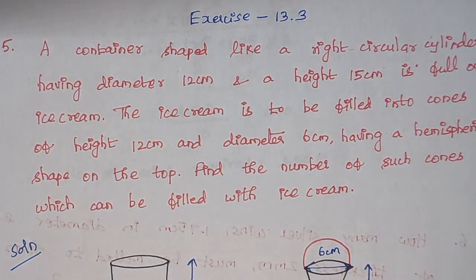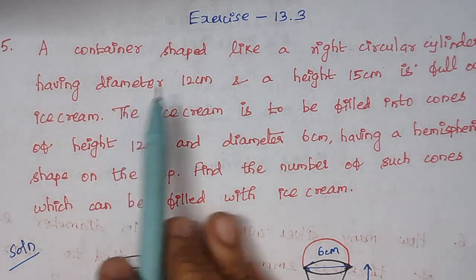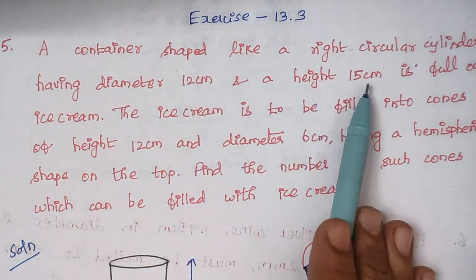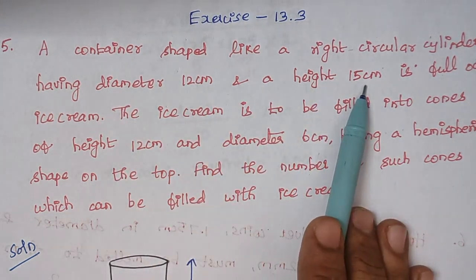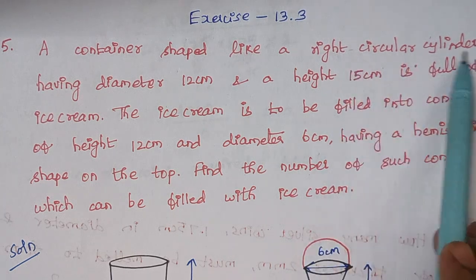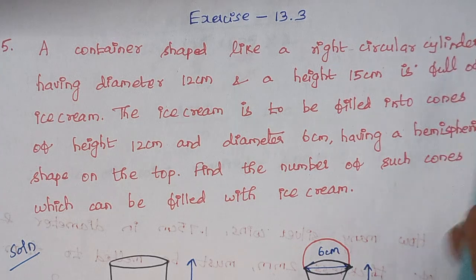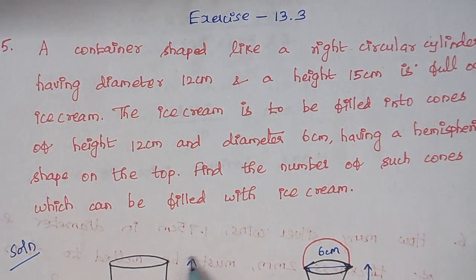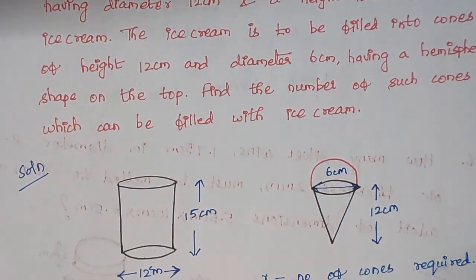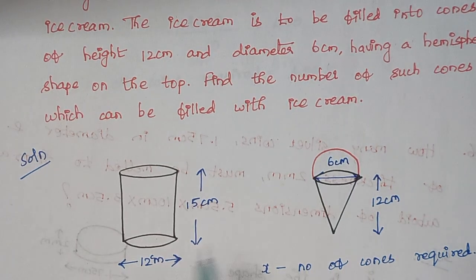So here we have a container whose diameter is 12 cm and height is 15 cm. So obviously this is a cylinder, right? And here they have clearly mentioned right circular cylinder. So just draw the cylinder and write down its parameters. So here the diameter is 12 and the height is 15.